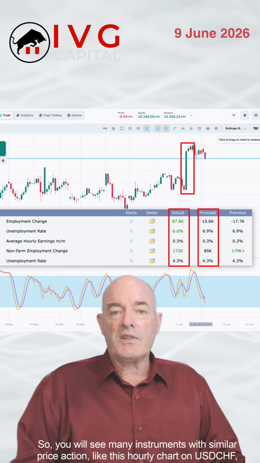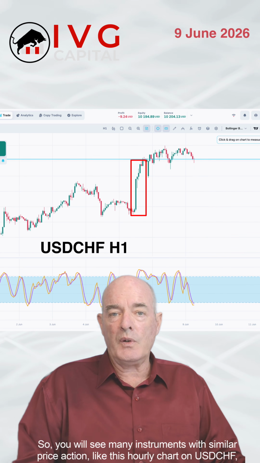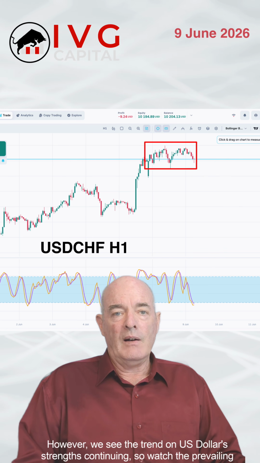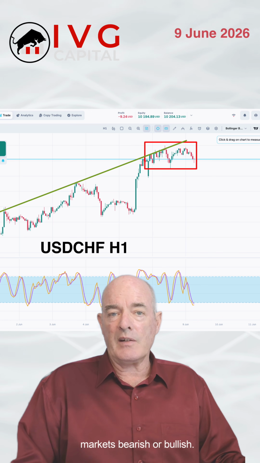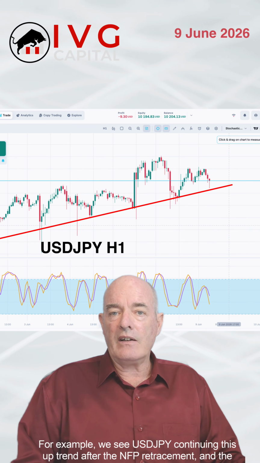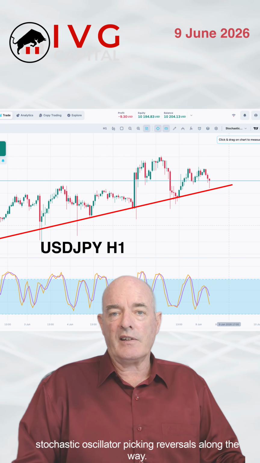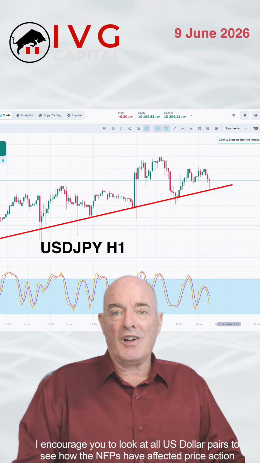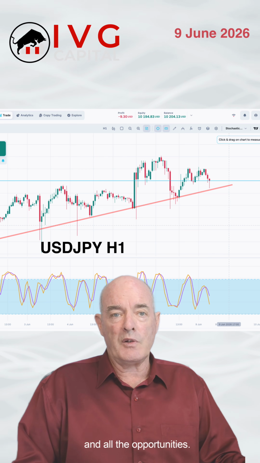So, you will see many instruments with similar price action, like this hourly chart on dollar Swiss, with a big move, then an attempt at retracement. However, we see the trend on US dollar strength continuing, so watch the prevailing markets, bearish or bullish. For example, we see dollar yen continuing this uptrend after the NFP retracement and the stochastic oscillator picking reversals along the way. I encourage you to look at all US dollar pairs to see how the NFPs have affected price action and all the opportunities.